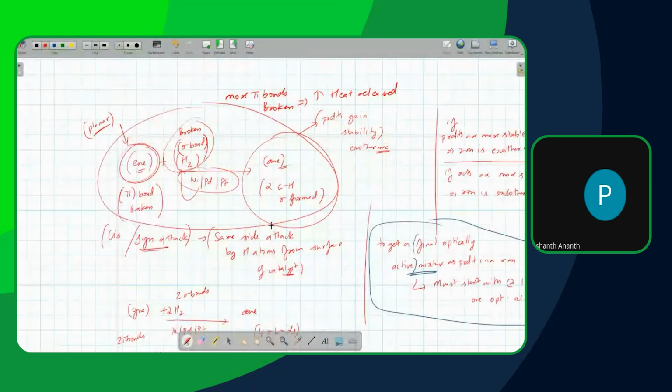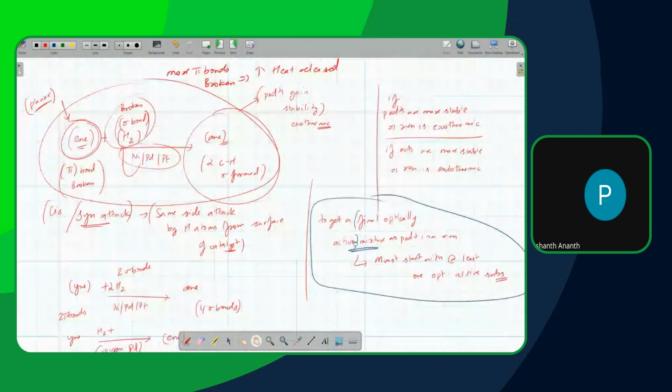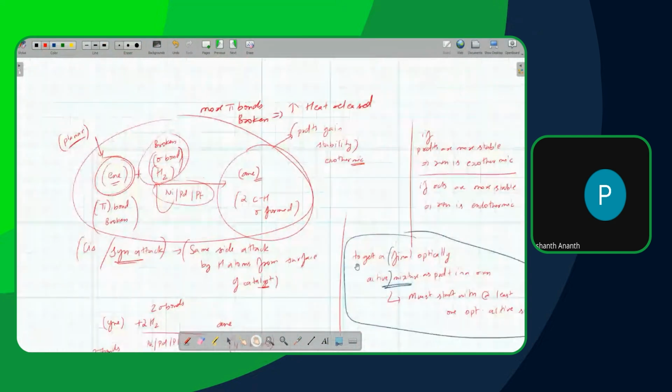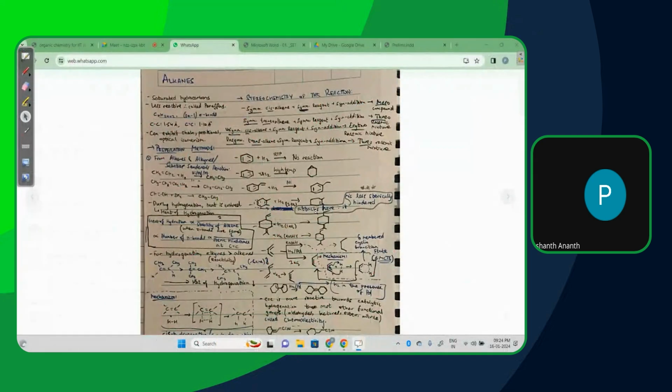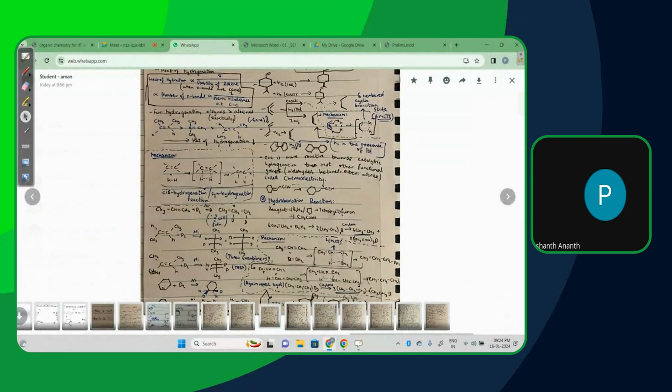Now, the next bit over here is going to be, actually, no, there is no other next bit. This is basically this reaction completely. Let's go for the next reaction now. So, hydroboration reaction.